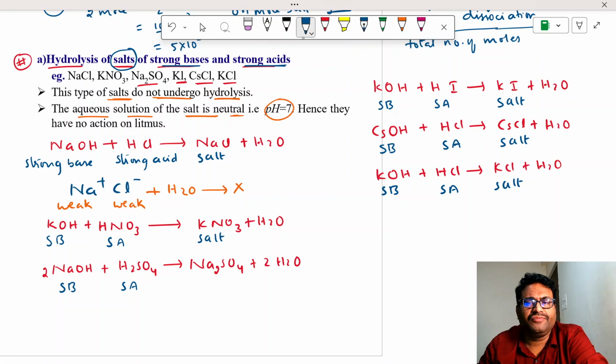So if the salt is formed from a strong acid and a strong base and is dissolved in water, it just dissolves and does not react with water, and its aqueous solution will be neutral in nature. The pH of the solution will be 7. For a neutral solution, the pH is equal to 7, right? So the next one is this.